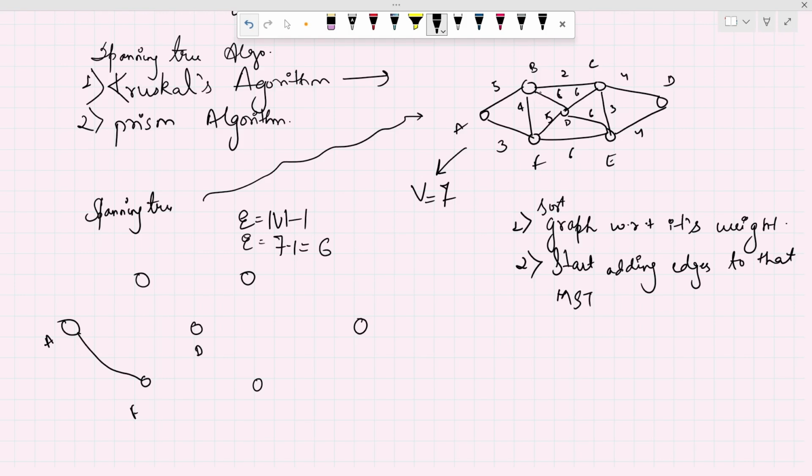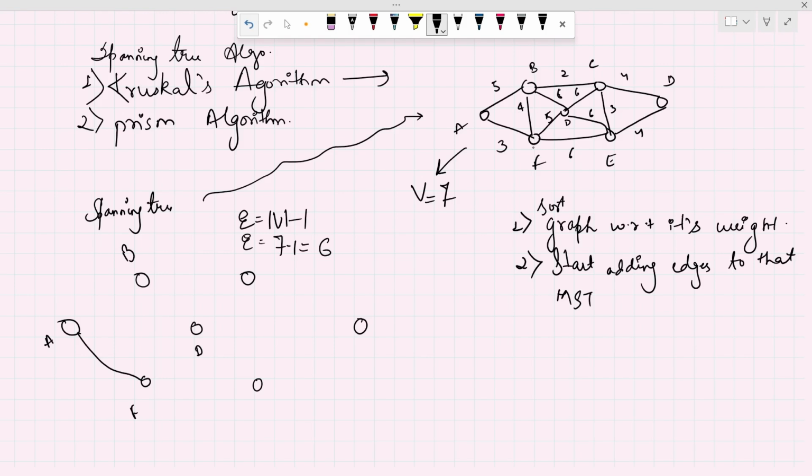Is there any other option to connect from F to this B vertex? So the answer is no. We have no other option giving a shortest path, because if you connect from F to D, D to C and C to B, it's 5 plus 6, 11, and 2, 13. It means it takes 13 to connect from F to B.